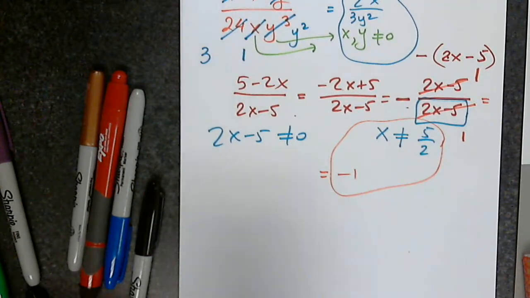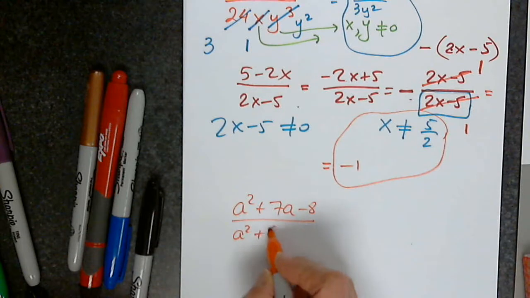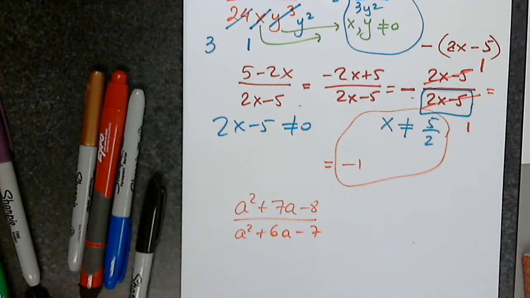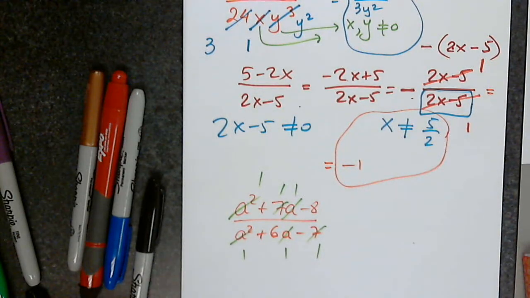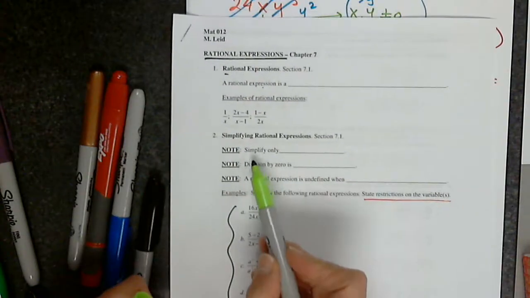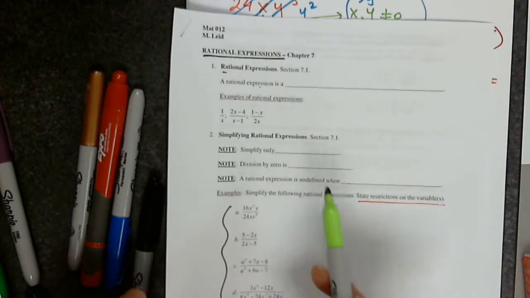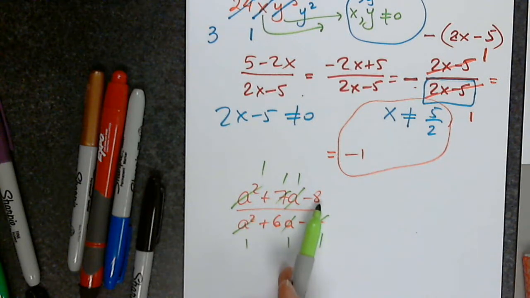Okay, let's look at one more and then we can leave the last one for later when we finish. So a squared plus 7a minus 8 divided by a squared plus 6a minus 7. So here's what I would like to do. I want to simplify a squared with a squared, an a with an a, a 7 with a 7. What do you think? What did we write here? So my question is, am I allowed to do something like this? Is a squared a factor at the top? It's a term, because it's added to another term and subtracted from another term. So am I allowed to do this?